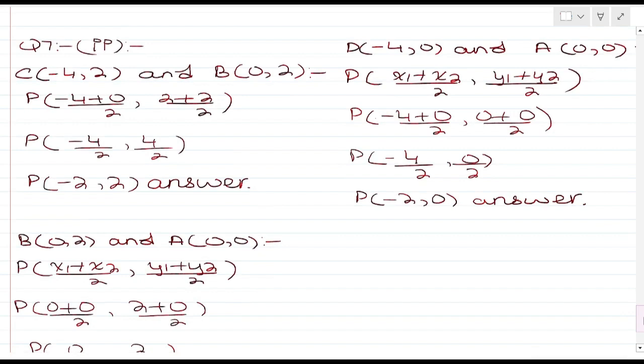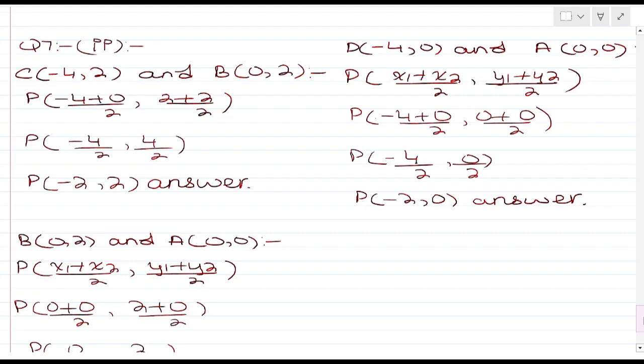Here we have part C, the second part of question number 7 with coordinates C and B. C is negative 4 comma 2 and B is 0 comma 2. So we have negative 4 added with 0 divided by 2 and 2 plus 2 divided by 2. Negative 4 by 2 is just negative 2 and 4 by 2 is simply 2.